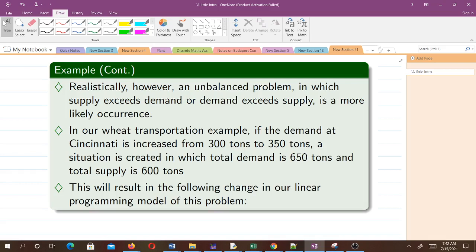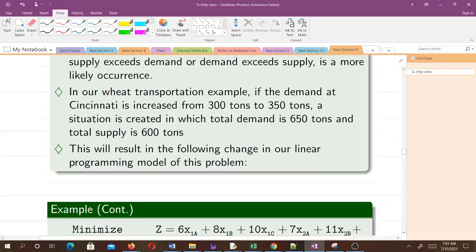So in our transportation example, for instance, if the demand at Cincinnati is increased from 300 tons to 350 tons, that means that we are adding 50 tons to the demand already, right? So that means that the total demand will be 650 and the total supply will be 600 tons. So the demand is going to exceed the supply. So as it stands now, when you're writing the constraint equations for the demand, you have to use less than or equal to, right?